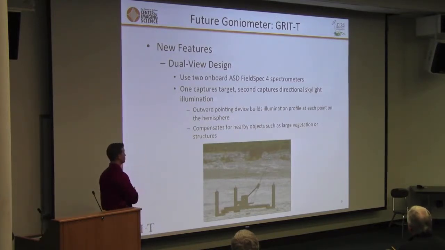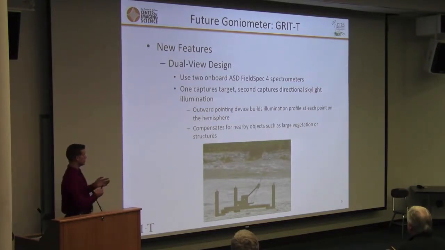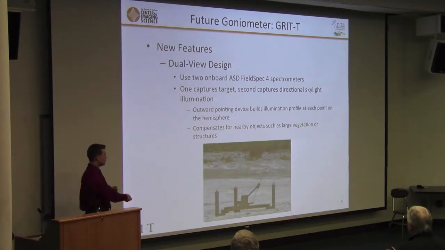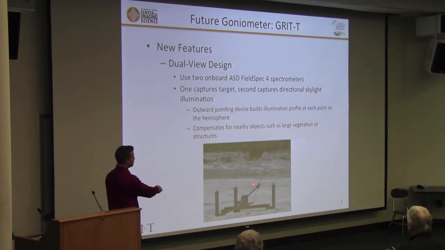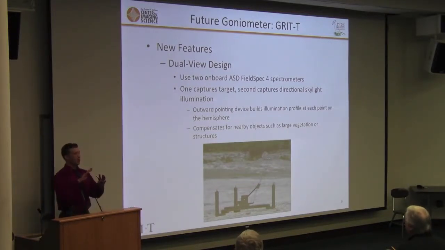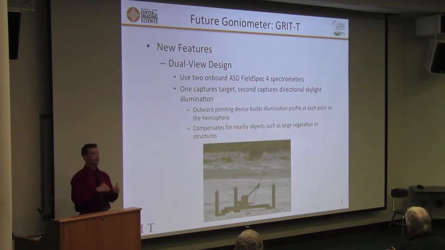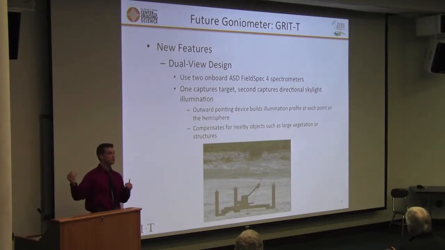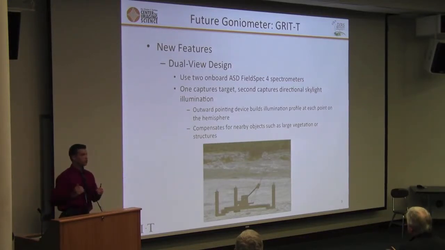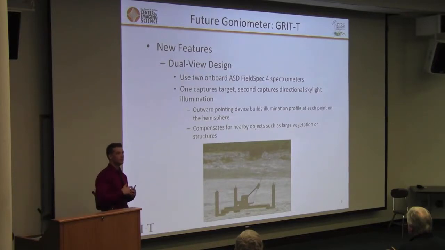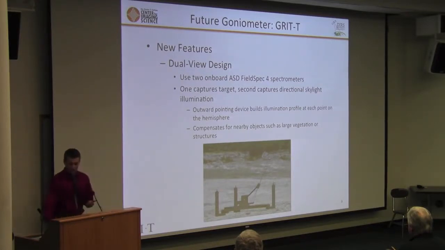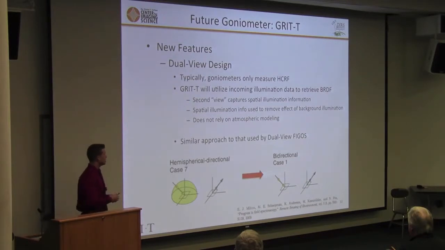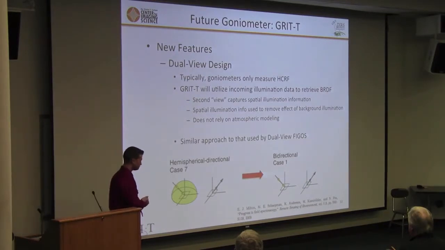So what we've done is we've essentially used two ASD FieldSpec 4 spectrometers to monitor this. One of them stares down at the target, as you see here. The other one is staring exactly opposite, back up at the sky. And over the course of the scan, we'll build up an illumination profile that is spatially resolved, in addition to the spectrometer that Dr. Bachman typically runs, which is monitoring temporal changes. So now you have that temporal and that spatial information that you need to get back to actually gathering true BRDF, or a very close approximation to BRDF.